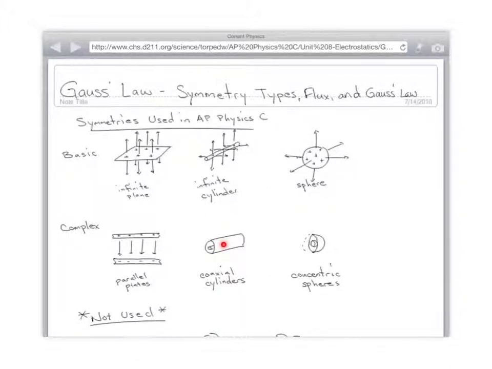And then concentric. Do you guys know the difference between coaxial and concentric? Concentric means they share the same center. And coaxial means they share the same axis. All right? So you use the word coaxial to describe cylinders and concentric to describe spheres. Got it? Yep. All right.